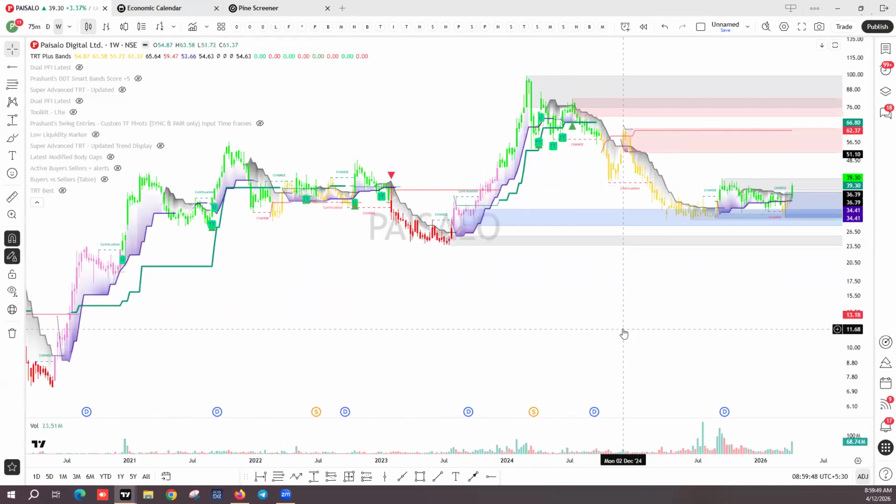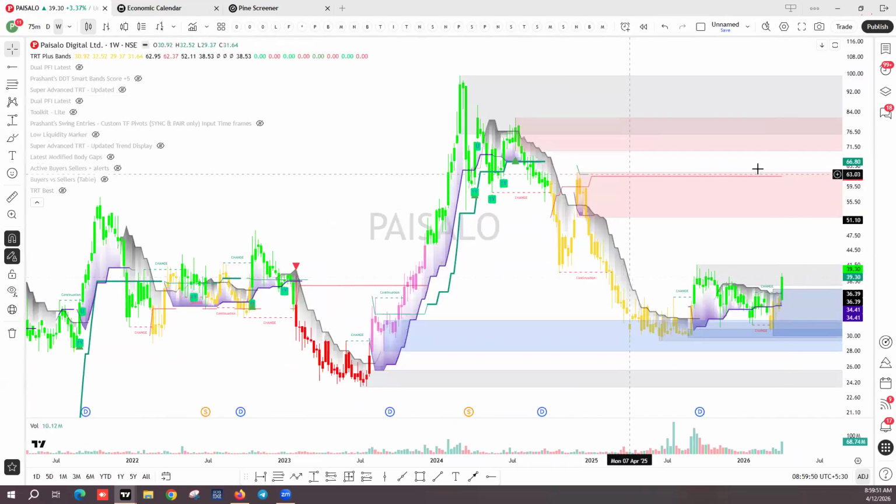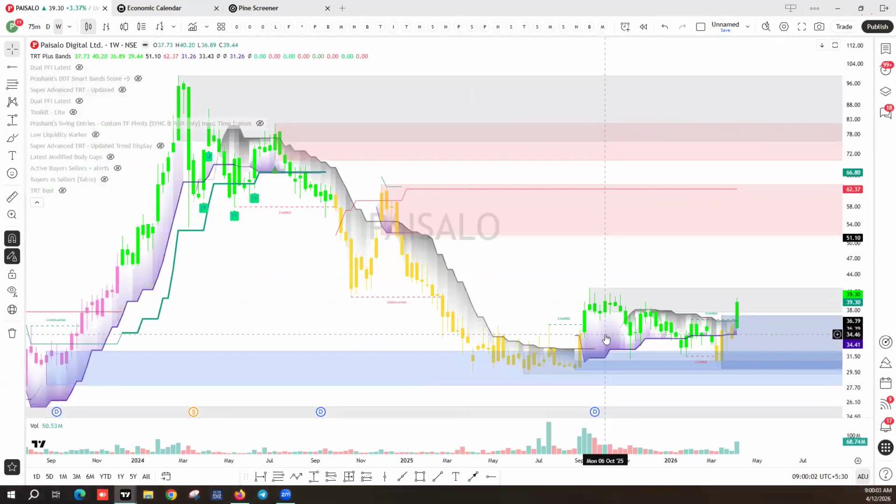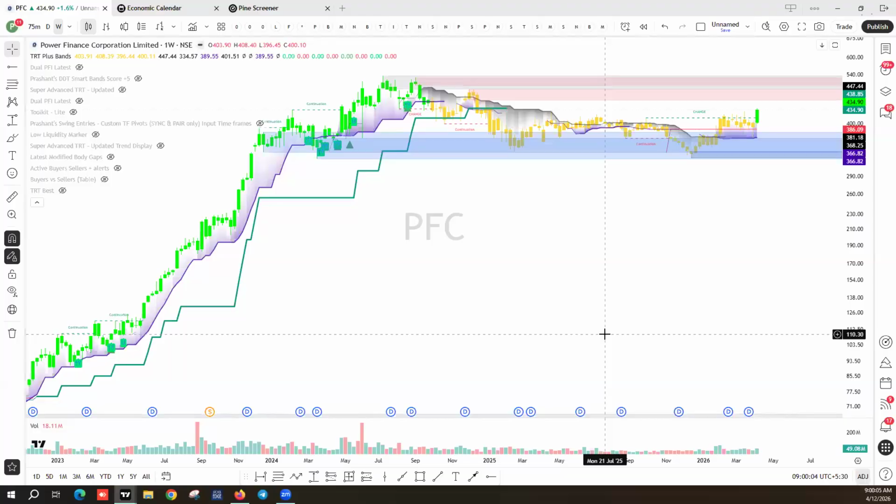This stock, it has changed to green color. Bias is bearish, but it's far away. Bullish bias is not yet present. We can see it going up to 62 rupees. Let us see what happens in future.